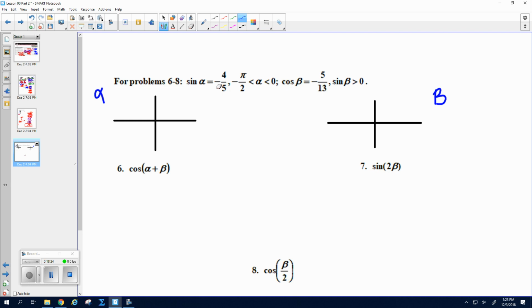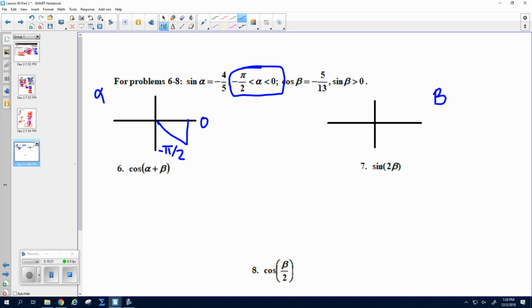This one says sine alpha is negative 4/5. So that means sine's negative. So if sine is negative, we're down here where the y is negative. And then it also says negative pi over 2 is less than alpha is less than 0. So negative pi over 2 is down here, and 0 is here. That means I'm in between those two. So this even tells us what quadrant, even without the first part. So go ahead and draw your triangle right in the middle there and connect it to the x-axis.